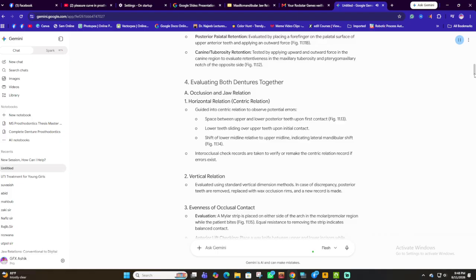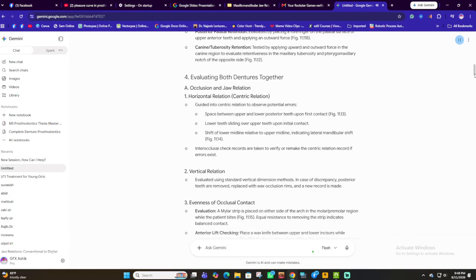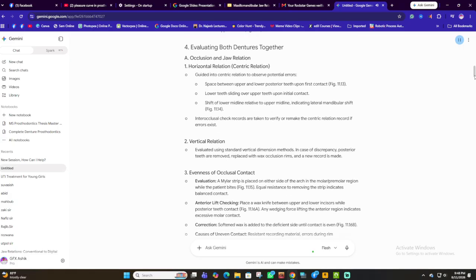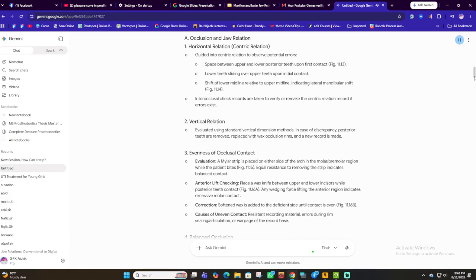6. Vertical relation is evaluated using standard vertical dimension methods. In case of discrepancy, posterior teeth are removed, replaced with wax occlusion rims, and a new record is made. 7. Evenness of occlusal contact. Evaluation: a mylar strip is placed on either side of the arch in the molar, premolar region while the patient bites, Fig. 11.15. Equal resistance to removing the strip indicates balanced contact.